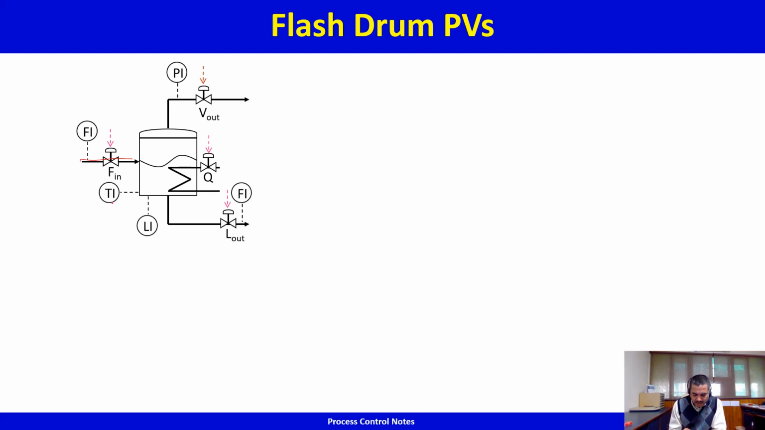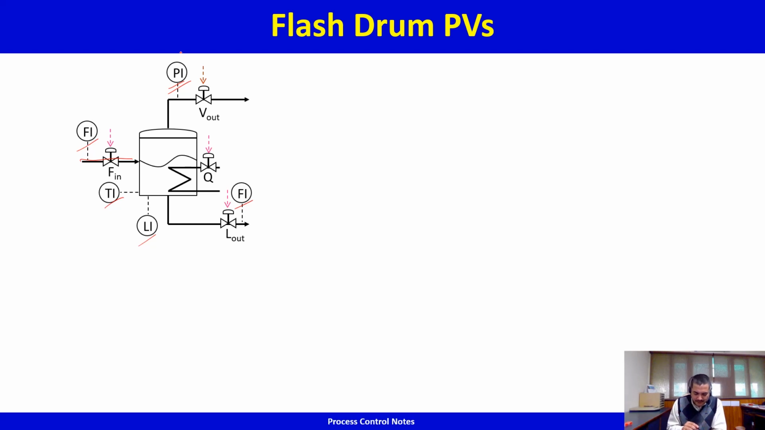You've got the temperature and level measurements on the tank. You've also got flow measurements on the liquid outstream and on the inflow stream. Vapor streams usually do not have a flow measurement, but you have a pressure measurement on the tank. The tank pressure and the line pressure are going to be the same.